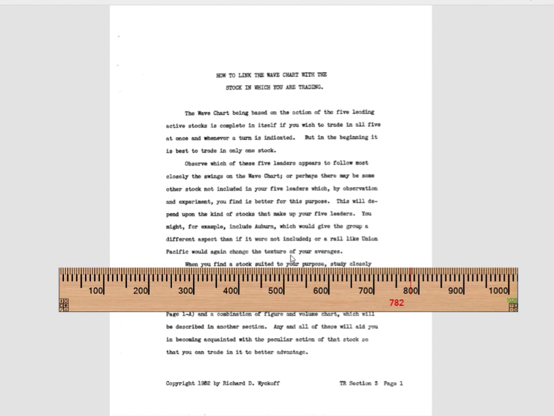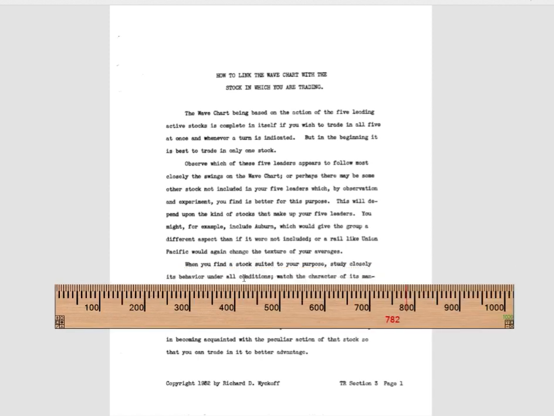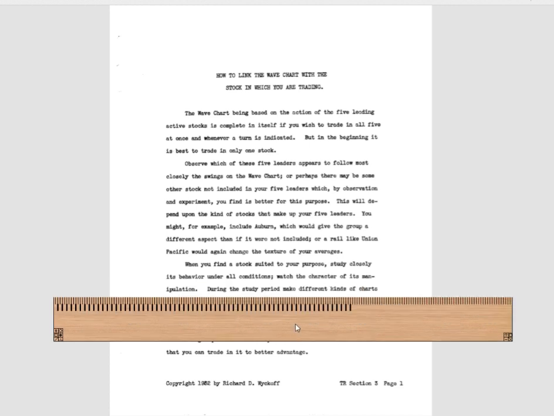When you find a stock, study closely its behavior under all conditions, which is the character of its manipulation. During the study period, this is what I want to point out. This is another problem because you kind of have to know the stock. Whatever you're trading, you have to know it. So he calls it a study period. The point of the study period is for you to learn its mannerisms. Meaning some stocks are more volatile. They have more springs and upthrusts. They have more shakeouts. Their trend is totally different.